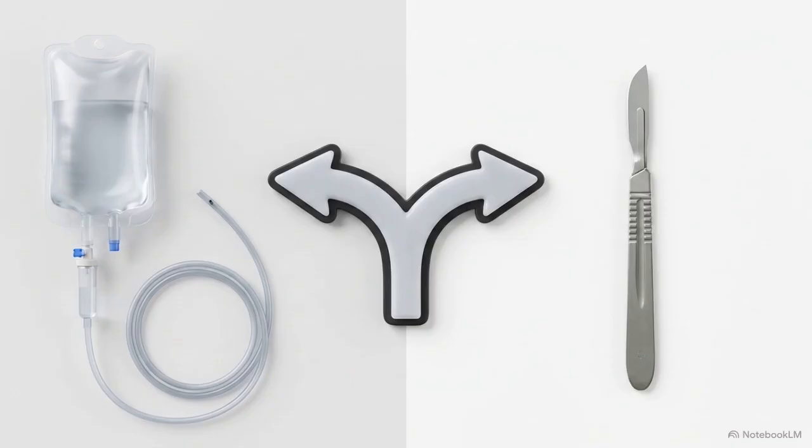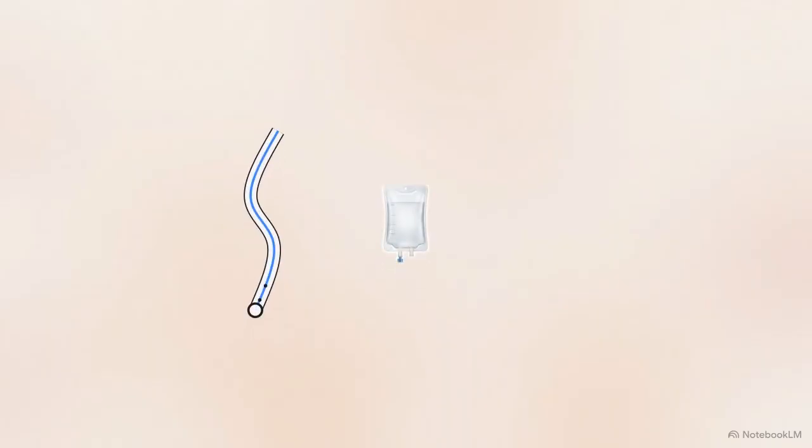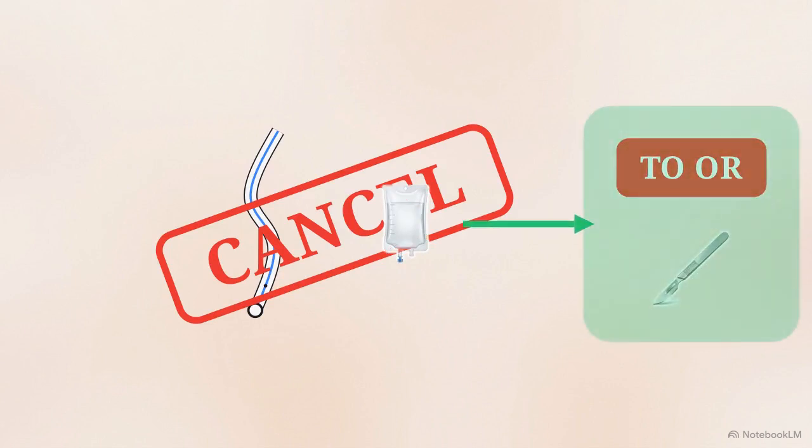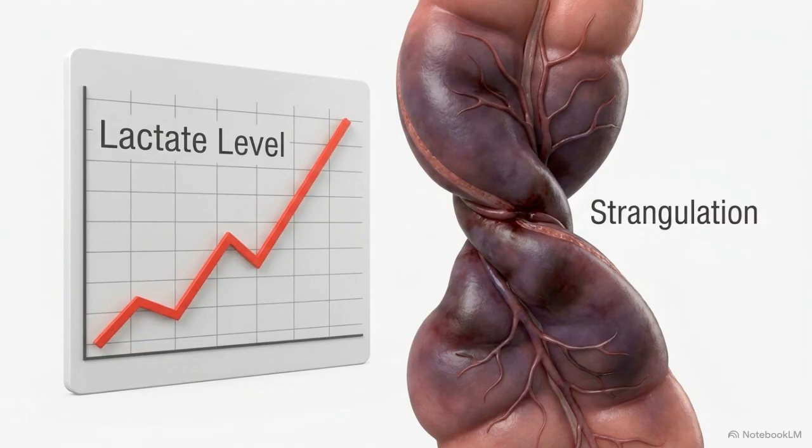In a small bowel obstruction, the management plan flips based on physical findings. A conservative approach of NG tube decompression and IV fluids is immediately abandoned for an exploratory laparotomy the moment the patient develops focal guarding, rigidity, and a rising lactate level indicating bowel strangulation.